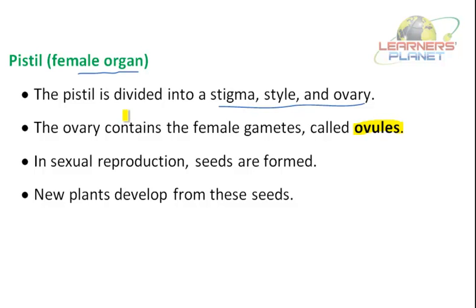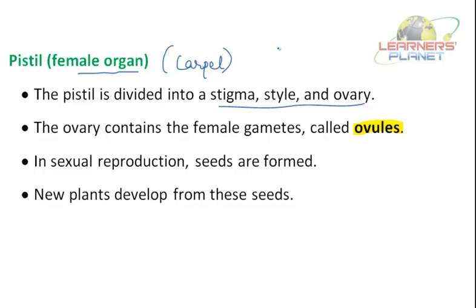Students, in the center of a flower, there is a flask-shaped organ called the pistil. This is the female reproductive organ of a plant, or sometimes it is also referred to as carpel. Do not get confused between these two terms, because it is called carpel and it is also called pistil. So carpel or pistil is the female reproductive organ of a plant. A pistil is made up of three parts: stigma, style and ovary.